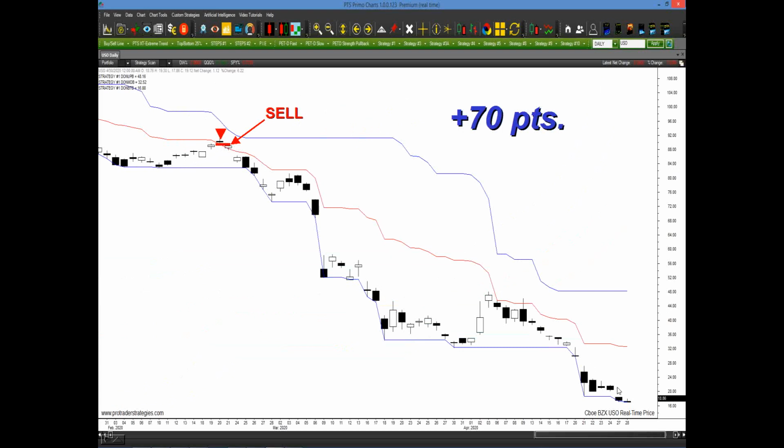Or you could have just gotten a good idea what oil is going to do. If you like to track oil and maybe you like to trade other stocks in the oil index, well, guess what? This could have told you if we're getting the sell signal in the oil ETF, don't you think that those stocks related to oil are going to go down as well?